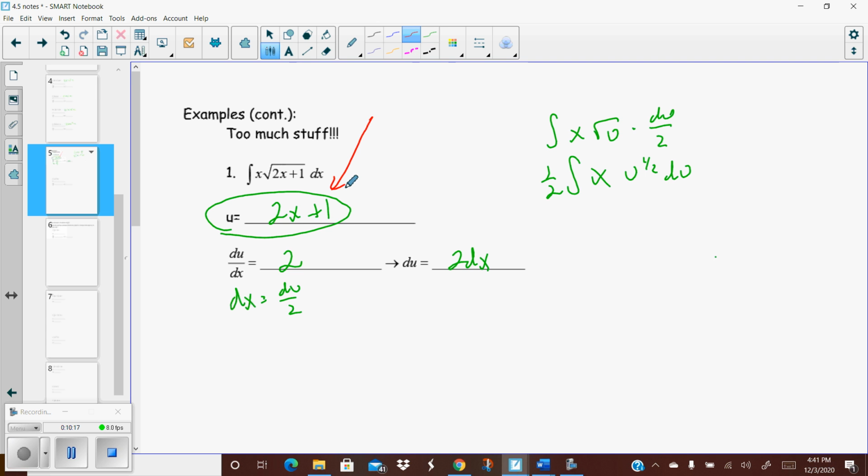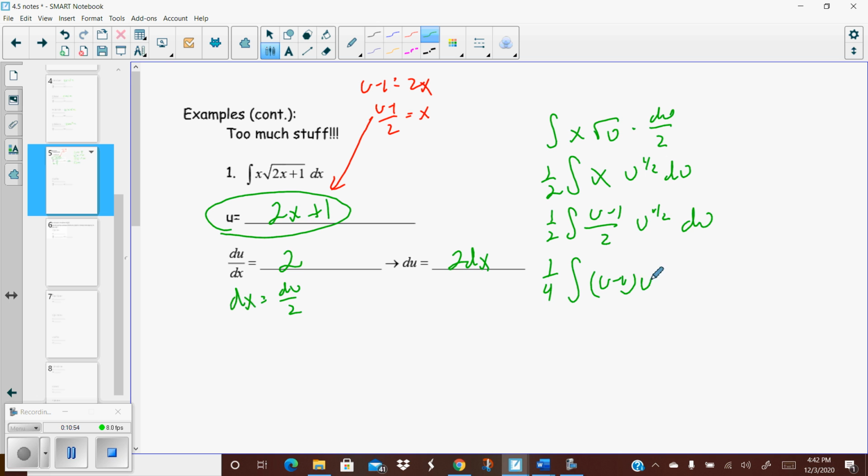So, using that equation, I can subtract 1 on both sides, so we get u minus 1 equals 2x. Solving for x, because that's what I need to get rid of, is going to be u minus 1 over 2. So that's what I'm going to plug in for my x value. 1/2 the integral u minus 1 over 2 times u to the 1/2 du. Personally, I would prefer to get rid of that fraction on the inside of the integral, so I'll pull another 1/2 out to the front and multiply it by the original 1/2 and get 1/4. The integral of u minus 1 times u to the 1/2 du.